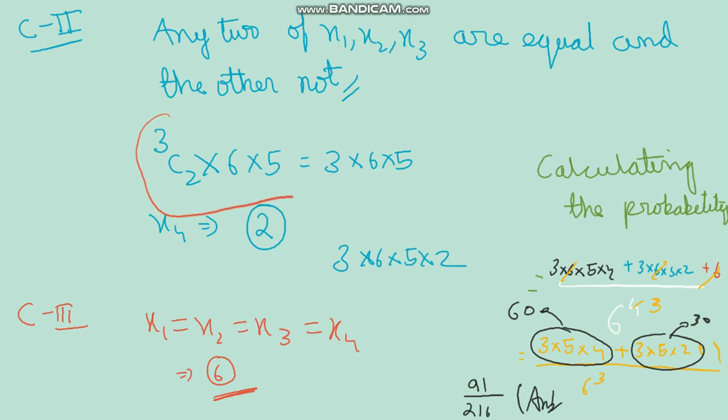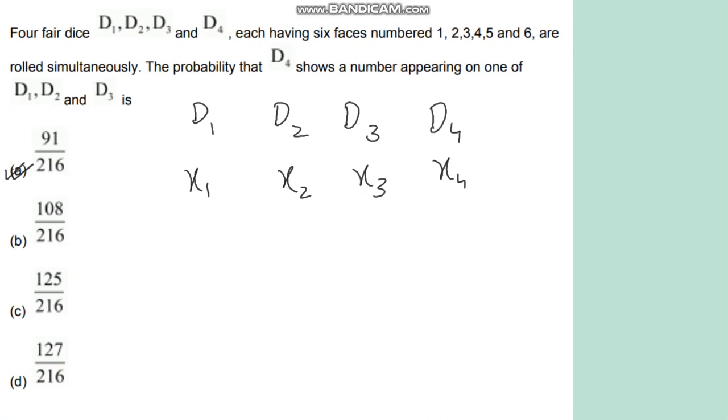Here we will have these many ways and x4 will have two choices, so 3 into 6 into 5 into 2. In case 3, all three are equal and equal to x4, so we will have only 6 ways. Now we calculate the probability by adding all the cases, and we get 91 by 216, which is our required answer.